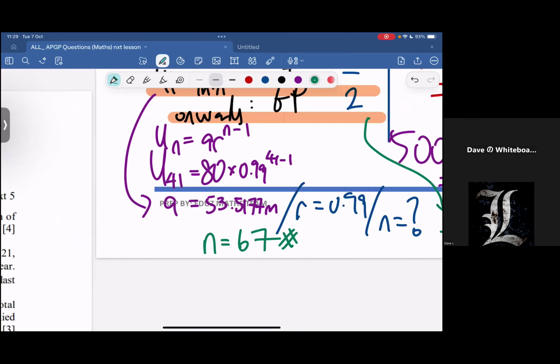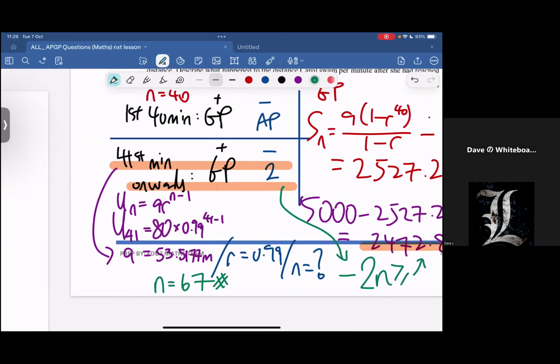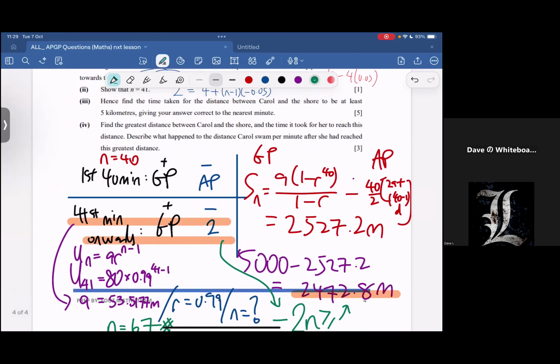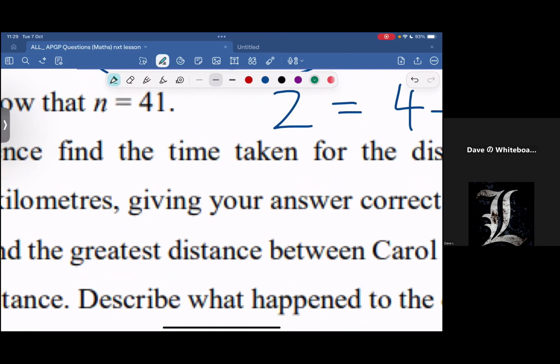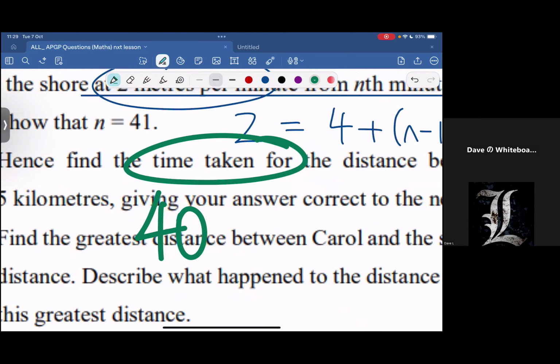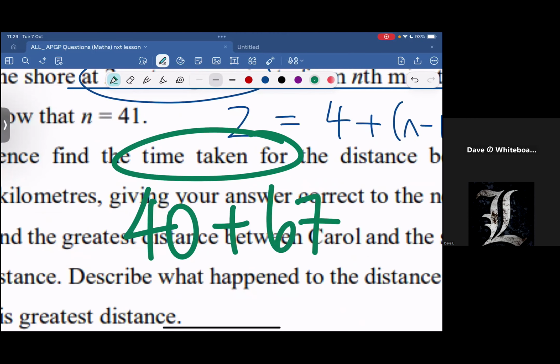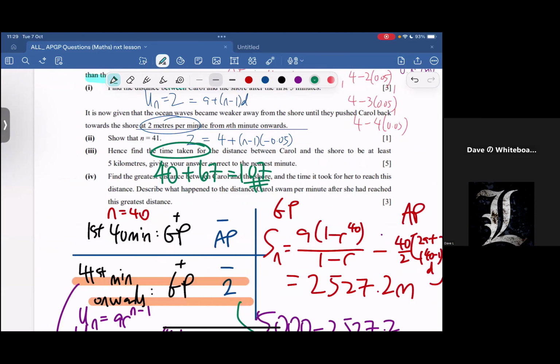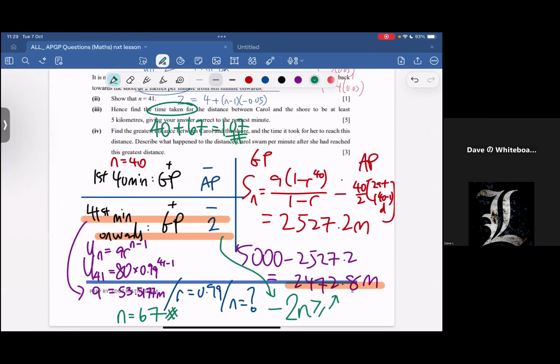The question asks how much time is required for her to actually get to be at least. So find the time taken. The time taken is the first 40 seconds plus the 67 seconds that you found for the unknown t, the unknown of the second part n. That will give you 107, which is the final answer for the total time taken. Okay, that's for part 3.